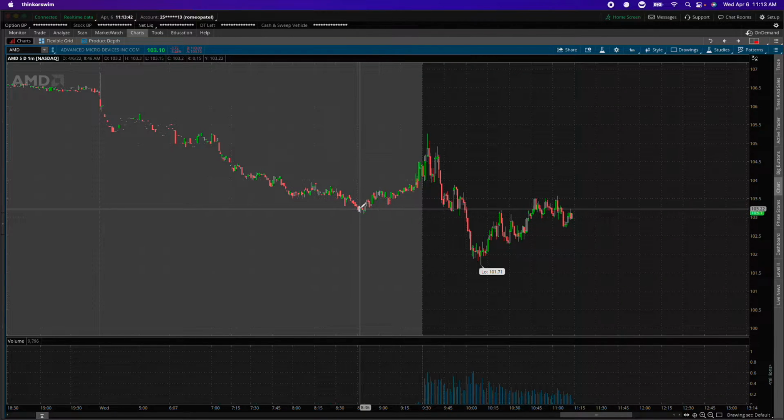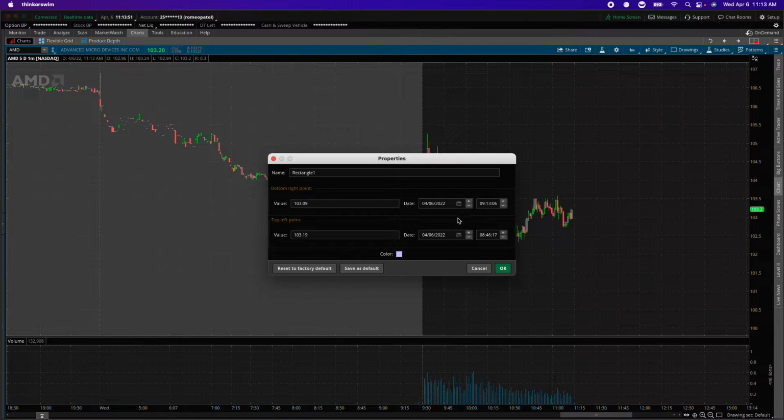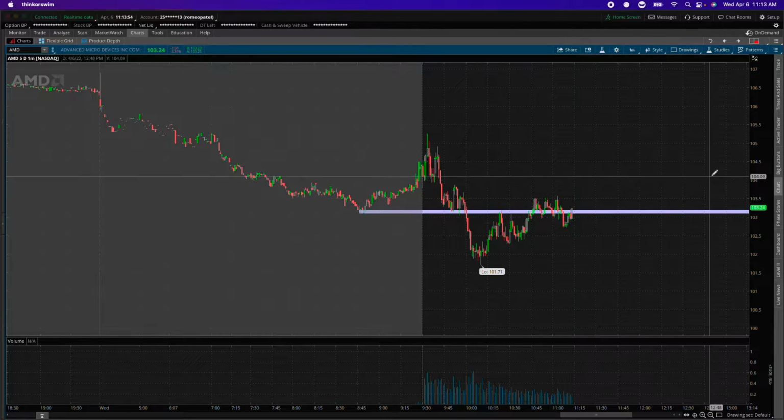So what I'll do is, well, this is also where the demand is, right? Because if you notice, this is where the run up started, right? In the pre-market. So we can make that square, I'm just going to put it out here and then I'm just going to extend it out, right?